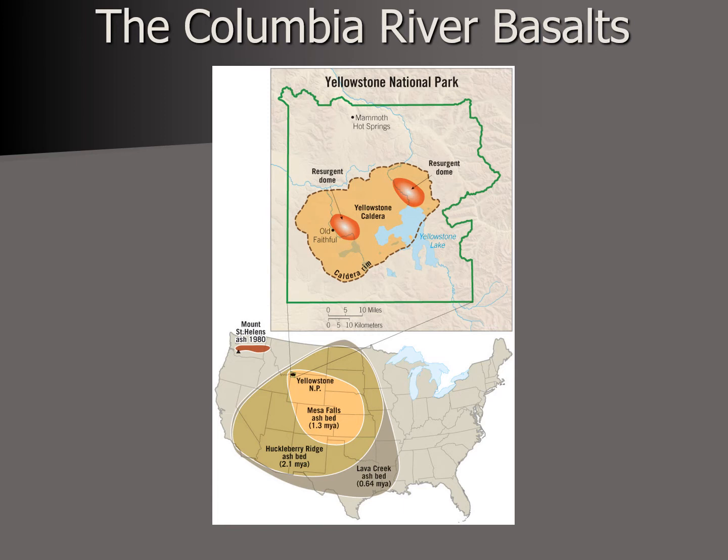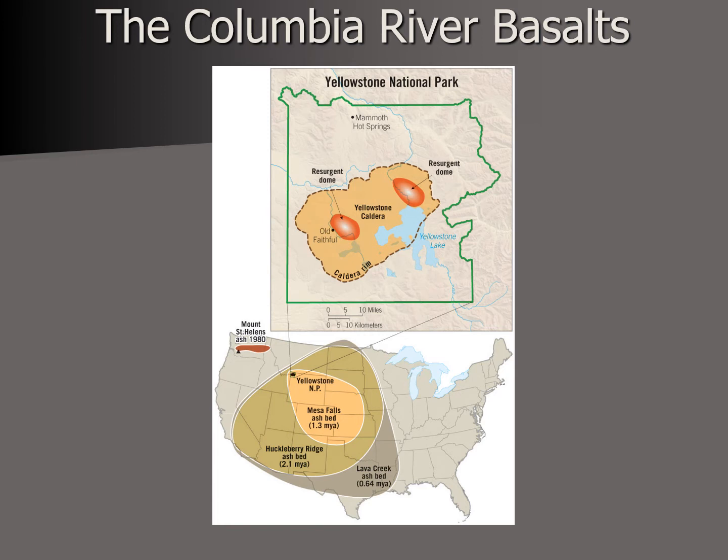And how do we know? Lots of reasons, including the size of that caldera, but also mapping the ash beds, and that's what you see in the image there towards the bottom. Okay, so they have 3 relatively recent ash beds mapped out. So the Huckleberry Ridge in the dark yellow, 2.1 million years ago, and the ash fallout covered several states.